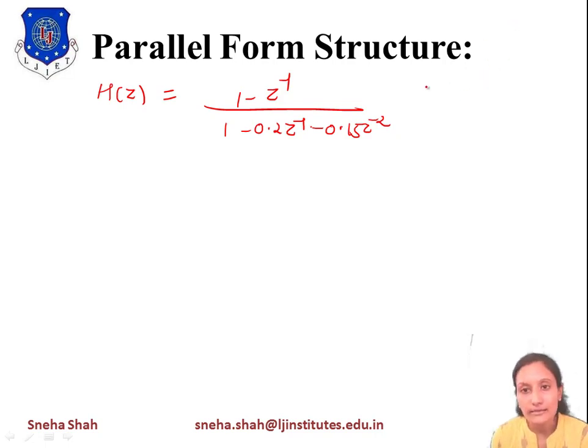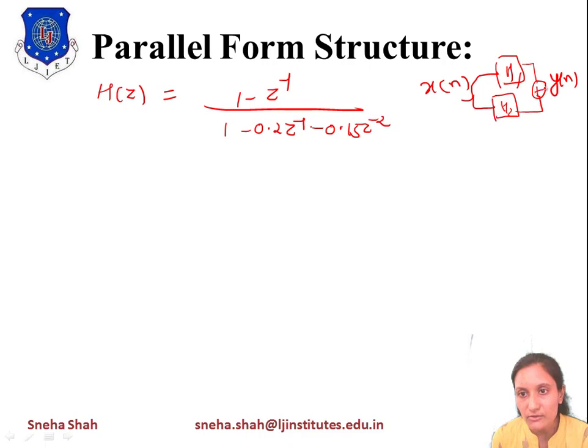So the main aim is, suppose x of n is given to you and we have to find y of n. We will apply this as h1, it will also apply to h2, it will apply to h3, likewise, and all of these are in parallel. So in parallel they give you outputs, and after summation they give the final output. So basically we will represent this h of z as h1 of z plus h2 of z plus h3 of z, likewise. So we start from here, converting this term in terms of z.